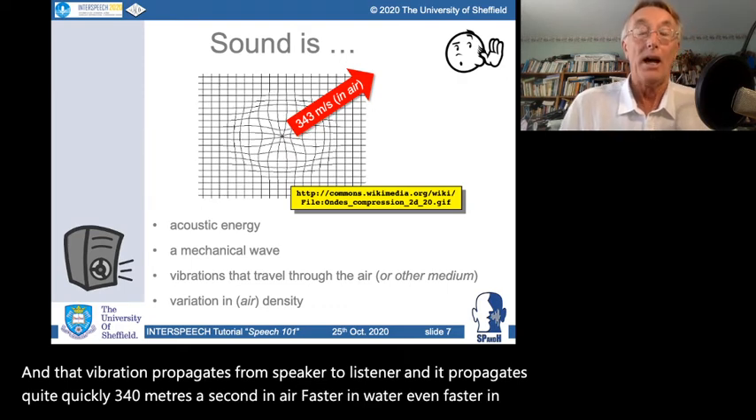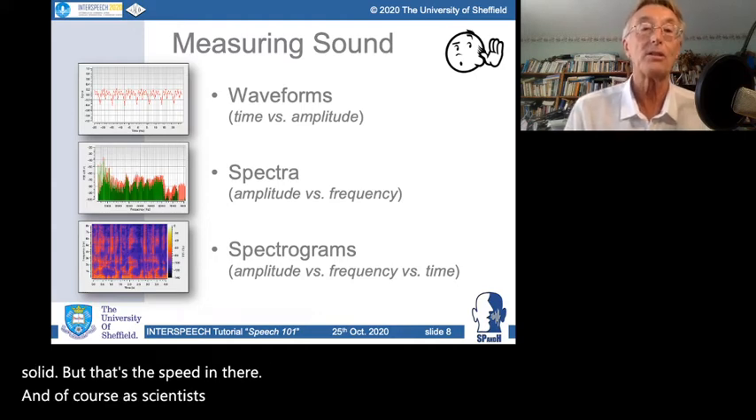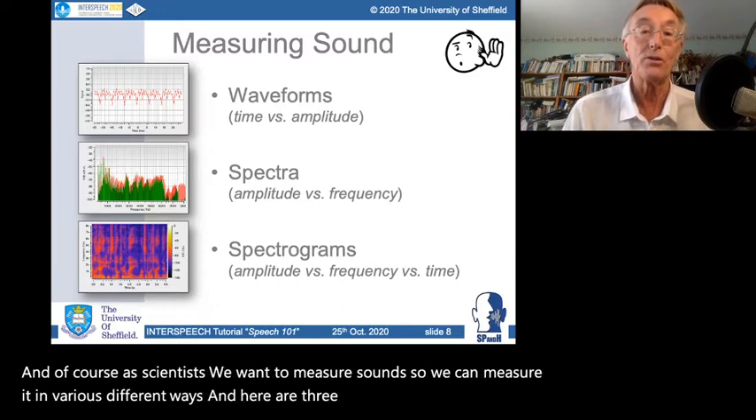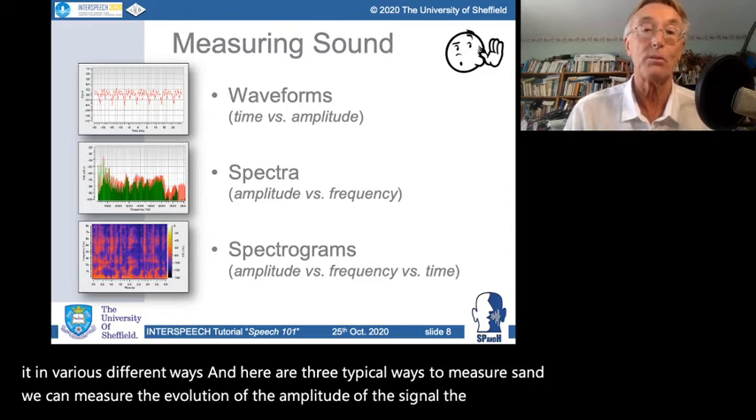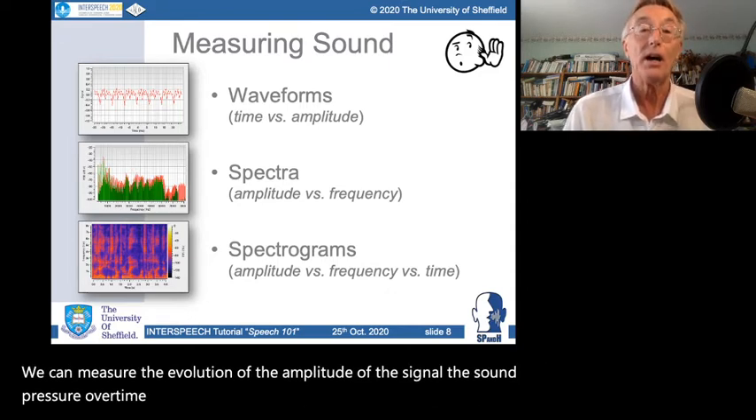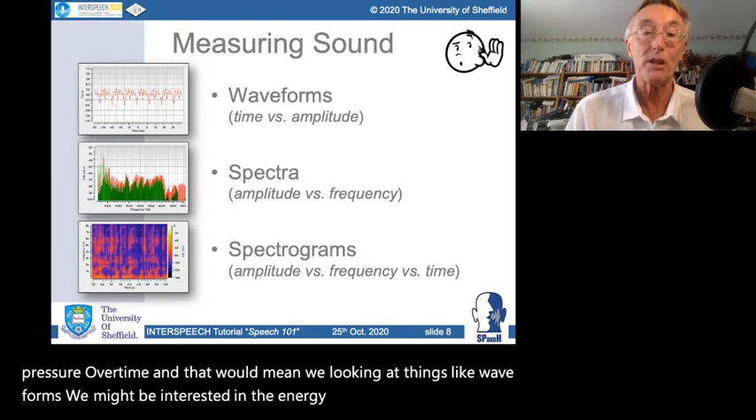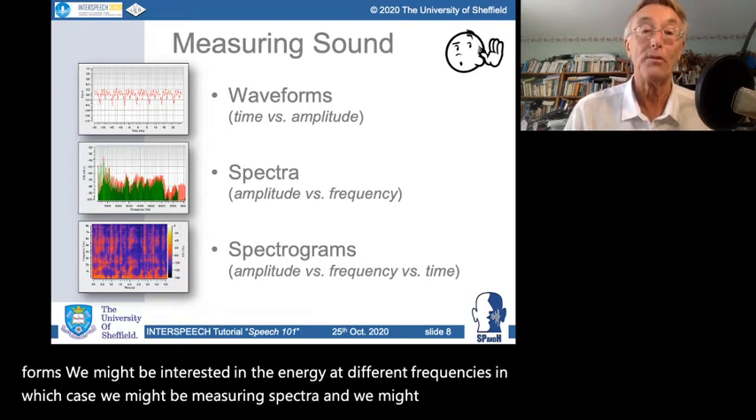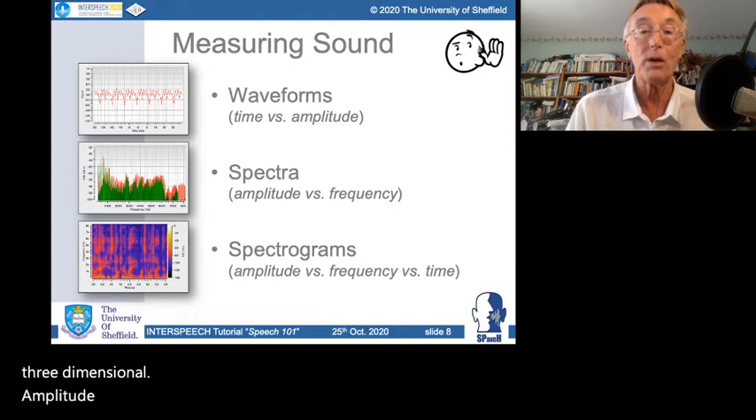Of course, as scientists, we want to measure sound, so we can measure it in various different ways. Here are the three typical ways to measure sound. We can measure the evolution of the amplitude of the signal, the sound pressure, over time, and that would mean we'd be looking at things like waveforms. We might be interested in the energy at different frequencies, in which case we might be measuring spectra. And we might be interested in how spectra evolve over time, in which case we have a three-dimensional amplitude, time, frequency plot that we know as a spectrogram.